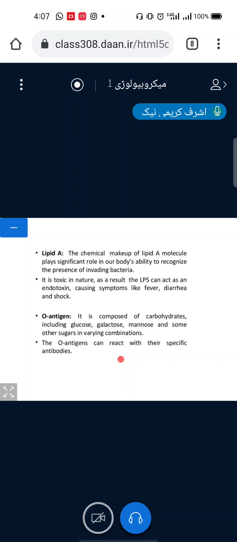For example, in Salmonella, because of the difference of O antigen, we have a lot of serotypes, over 2,000 serotypes in Salmonella, because of O antigen diversity.